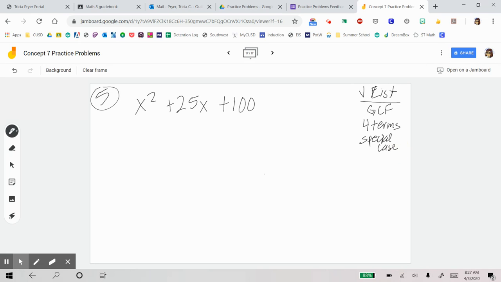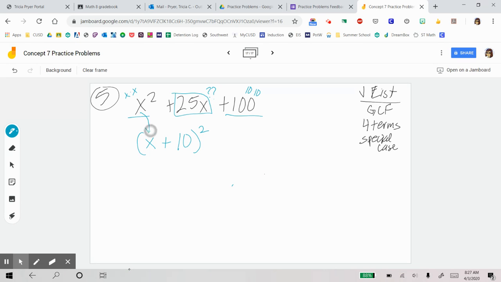Now, if it's a special case, this is a trinomial, so we'd want to make sure that the first and the last term are perfect squares. And they are. X times x is x squared, so x is a perfect square, and 10 times 10 is 100, so 100 is a perfect square. Okay, so then we just need to check this middle term and see if that checks out. Well, if this was a special case, a perfect square trinomial would factor to a binomial square. So that would end up being x plus 10 squared.